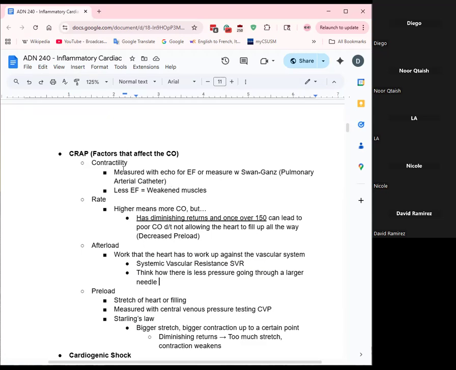And then the contractility, how hard it's able to pump, will naturally impact how well your heart is doing. So there's going to be medications that we'll talk about that help to increase how strong your heart is able to pump.